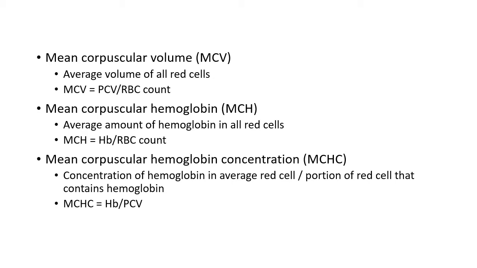Mean corpuscular hemoglobin is the average amount of hemoglobin in all red cells, and here the formula is MCH is equal to hemoglobin divided by RBC count, that is red blood cell count. This is expressed in picograms. MCHC, or mean corpuscular hemoglobin concentration, is defined as the concentration of hemoglobin in an average red blood cell, or that portion of that average red cell composed of hemoglobin. Here the formula is Hb by PCV, and this one is expressed as a percentage.